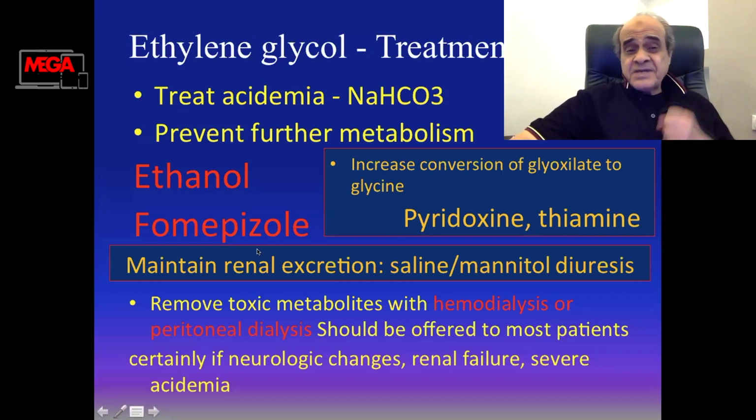But if the patient is exhibiting severe ethylene glycol toxicity and you are afraid of renal impairment, or there is CNS manifestation, you have to remove it through hemodialysis or continuous veno-venous hemodialysis. Remove the toxic metabolites with hemodialysis. Peritoneal dialysis should be offered to most patients, certainly if neurological changes, renal failure, or severe acidemia are found in your patient.